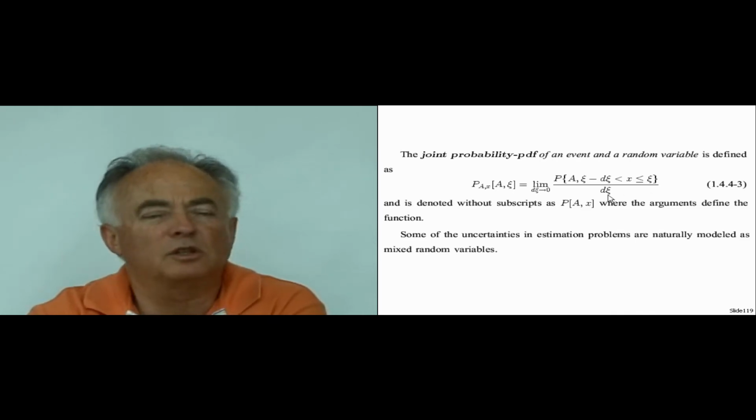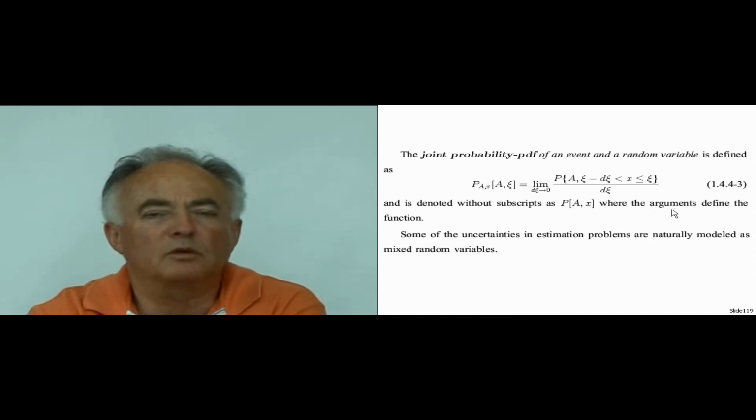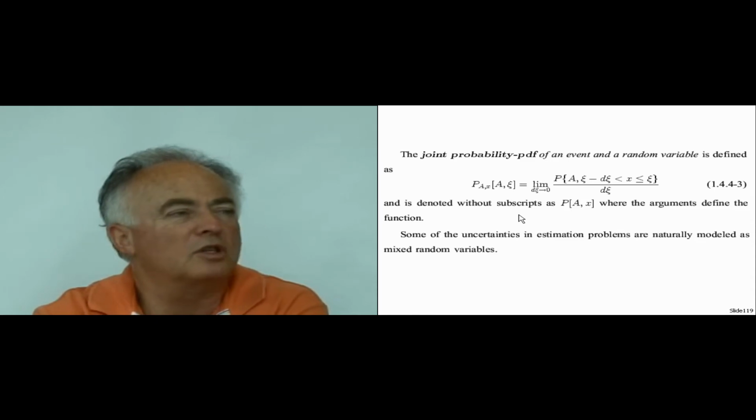So really we take the derivative with respect to the random variable of this joint probability, and this for an event is just a probability, that's all. The simpler notation of this will be P of A and X, that's the joint probability PDF of the event A and random variable X. And here now we use that funny notation where the arguments define the function.